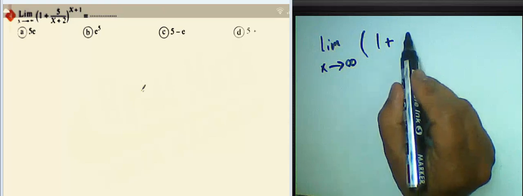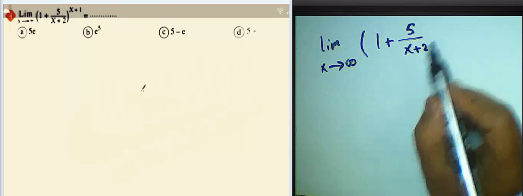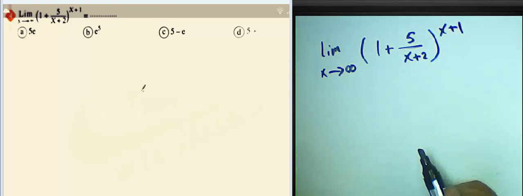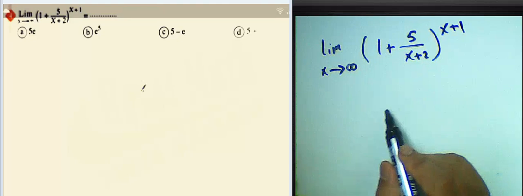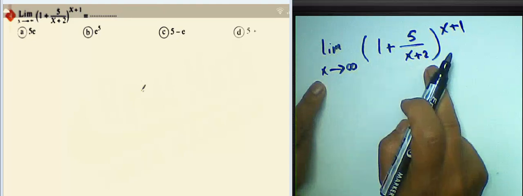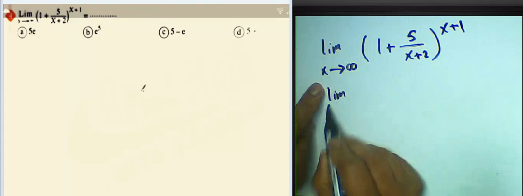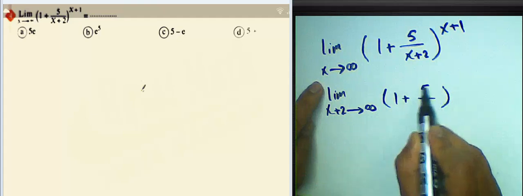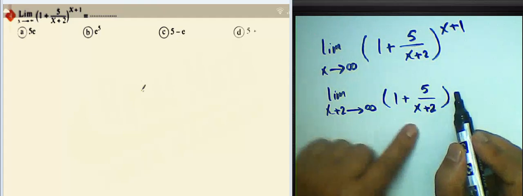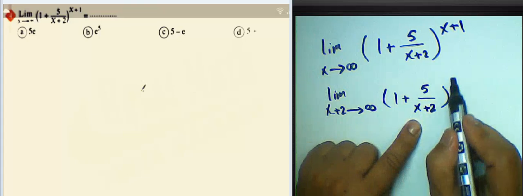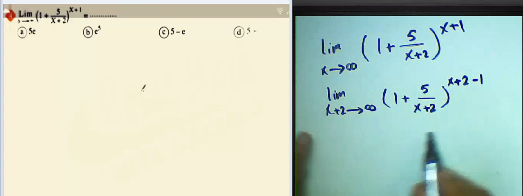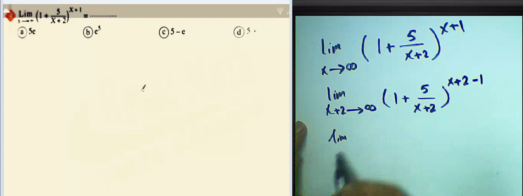1 plus 5 over x plus 2, all power x plus 1. We can solve this example by two methods. First method, we can convert x here such that for this x plus 2, we must add 2 here, then limit as x plus 2 approaches infinity. And here, 1 plus 5 over x plus 2, we must write this power such that the denominator here, we can write x plus 2 here subtract by 1. Okay, and you can write the limit as x plus 2 approaches infinity.